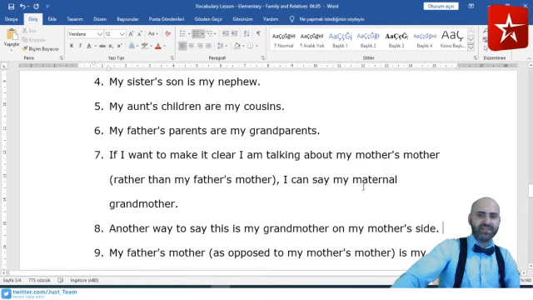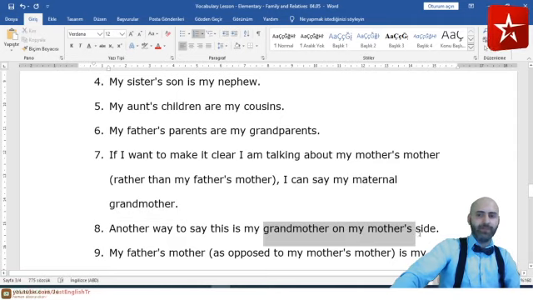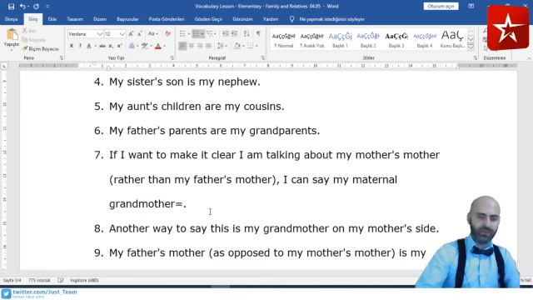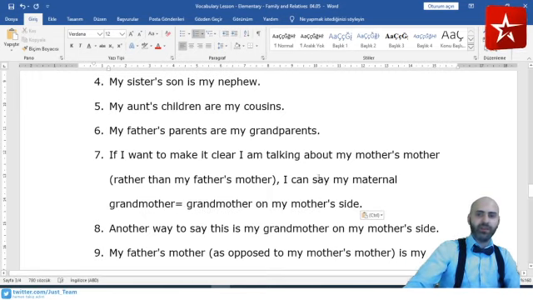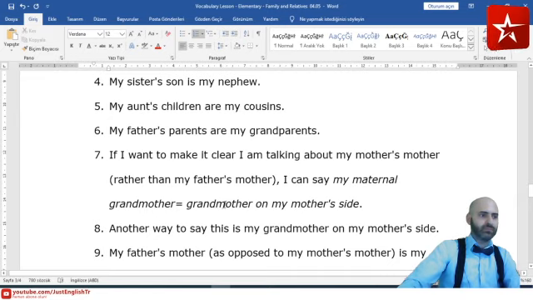So these ones are same. My maternal grandmother and grandmother on my mother's side, they have same meaning. Okay, I will copy this one so you understand. My maternal grandmother has same meaning with grandmother on my mom's side. These two have the same meaning. Okay, guys?